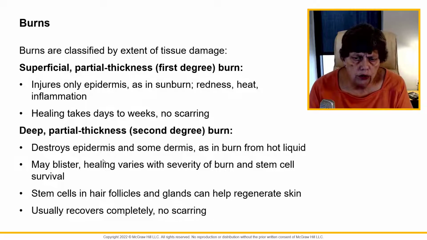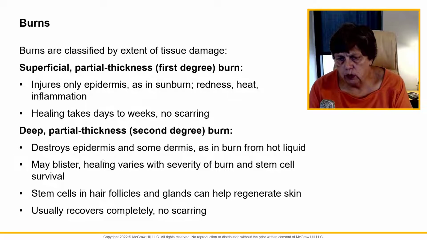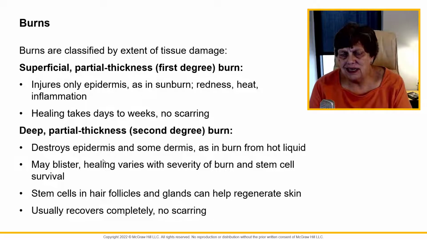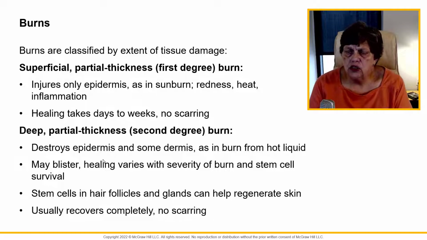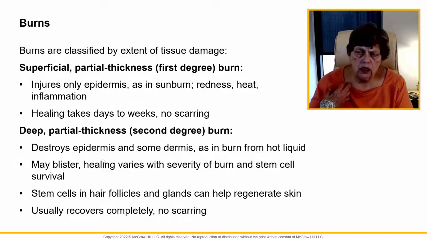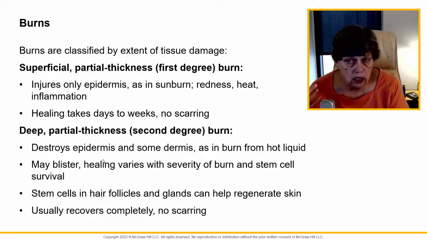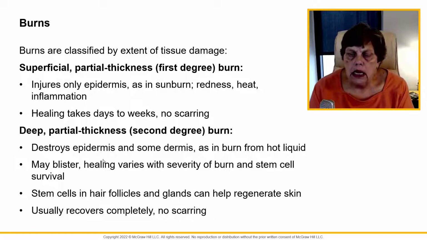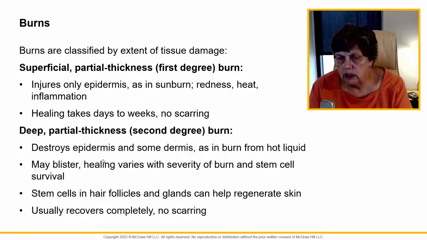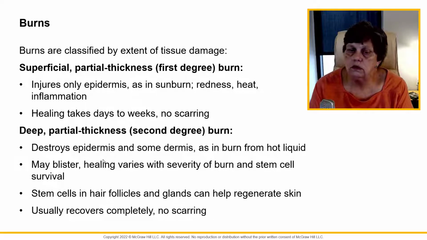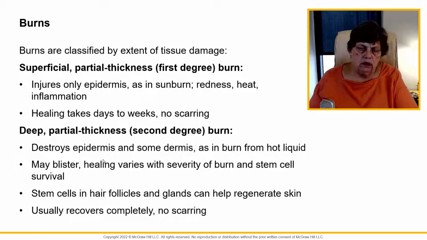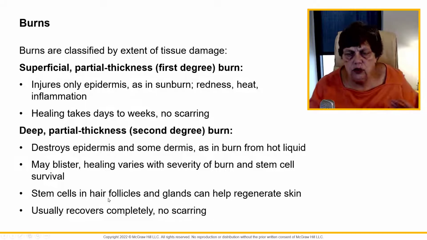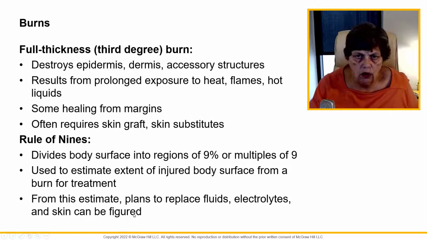You can get a deep partial thickness burn, which is a second degree burn, and this is where the epidermis is destroyed and it gets down into some of the dermis. So you get burned from a hot liquid, or you really stay out in the sun all day, or something like that, and you may blister. I've seen a lot of people with some really bad sunburns, all blistered up, and it will depend on the severity of the burn. And it usually can regenerate skin, you usually recover, you usually don't have any scarring.